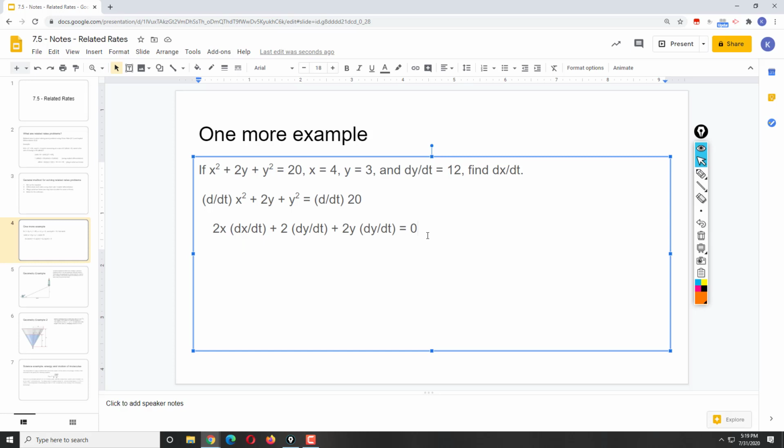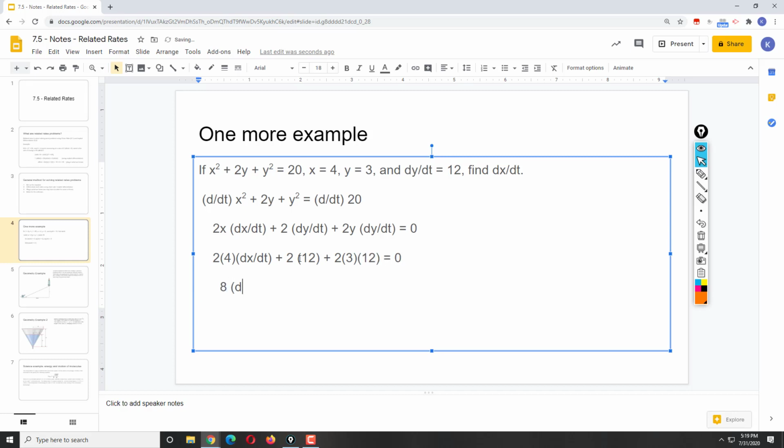Step 3, we plug in what we know. We're looking for dx over dt. So let's see. We know x is right here. X is 4. So we have 2 times 4. We don't know dx over dt. We're looking for that. We know dy over dt. That is 12. Plus 2 times y. We know y is 3. Times dy over dt, that's also 12, equals 0.